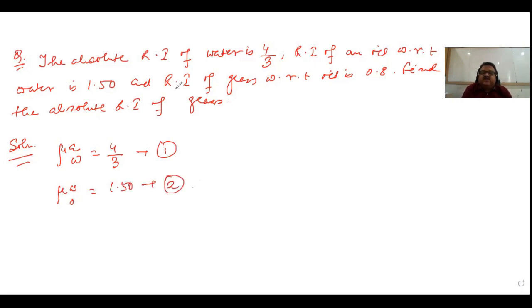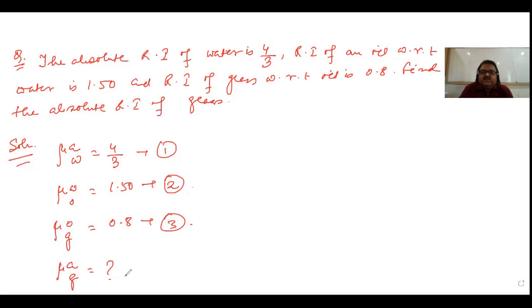And third is given the refractive index of glass with respect to oil. That means this is equal to 0.8. And what we have to find out is the absolute refractive index of glass, that is mu AG. This is our task, correct?